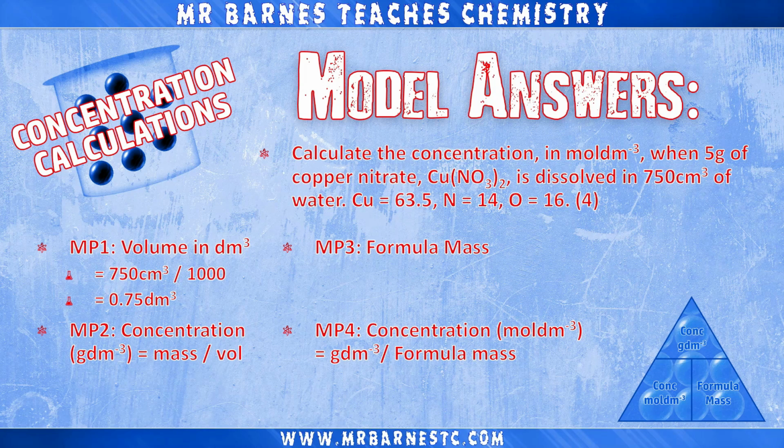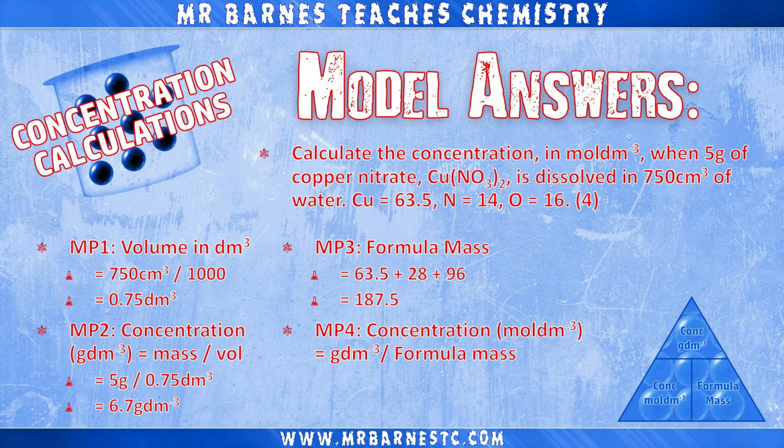With that, we can work out the concentration in grams per decimeter cubed, which is 5 grams from the question, divided by 0.75, which we just worked out, giving you a concentration of 6.7 grams per decimeter cubed for your second mark. Next, you need to work out the formula mass. We have 1 copper with a mass of 63.5, 2 nitrogens, which is 2 times 14, giving a mass of 28, and 6 oxygens, so 16 times 6 giving 96. Add these all together, giving you a formula mass of 187.5 for your third mark.